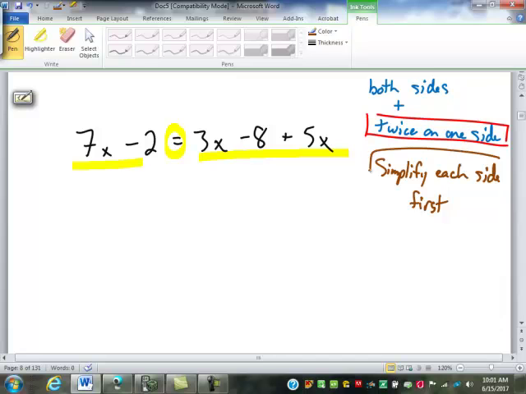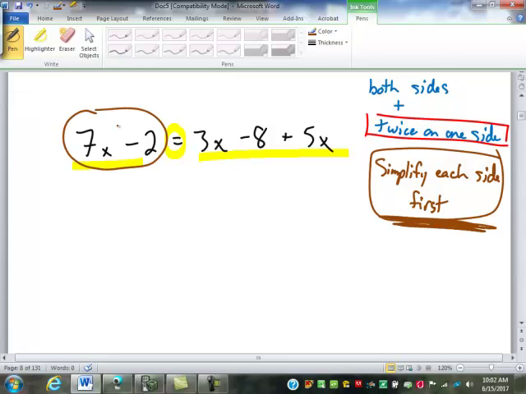Whenever we have to simplify an equation before we can solve it, we always try to simplify each side first. So now on the left side, 7x minus 2, is there anything I can do to simplify that? No. So that side we're going to leave alone. On the right side, what can I do to simplify that? 3x and 5x, which makes 8x.